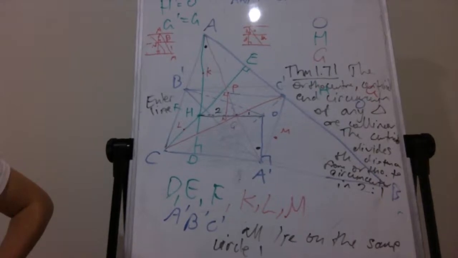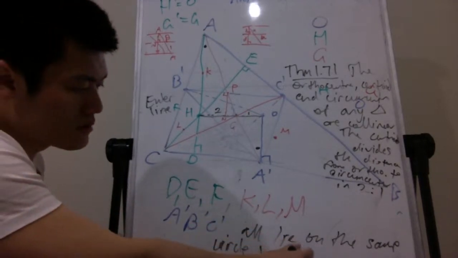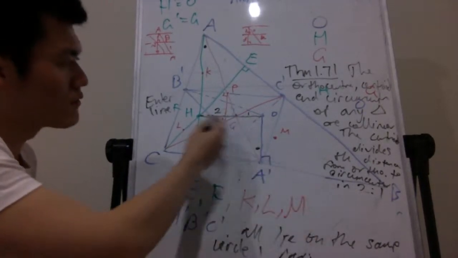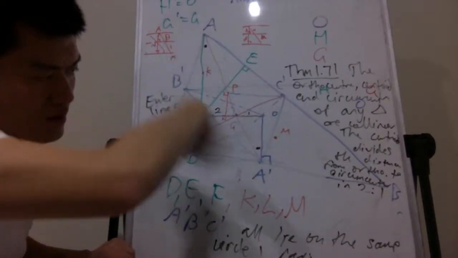And then you got the medians. How to find that point. Okay, and the radius is half the circumradius. We know that already, right? Because it's similar and it's half the size of the big triangle. Yeah.